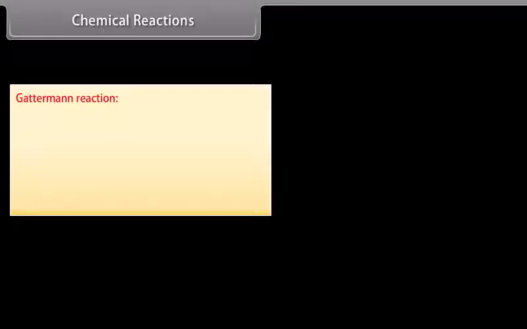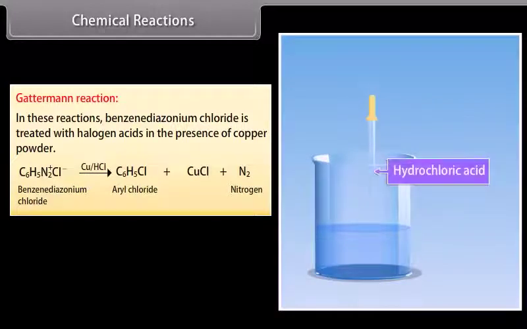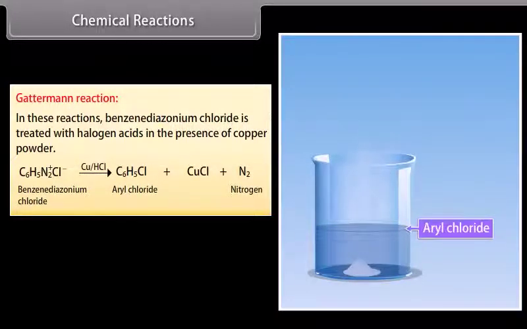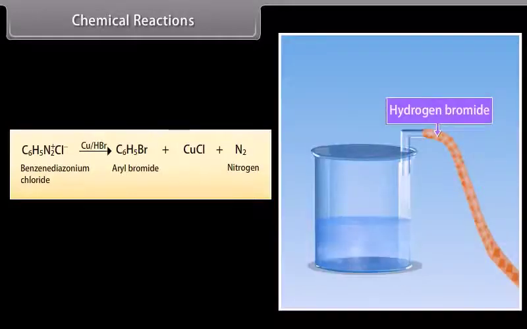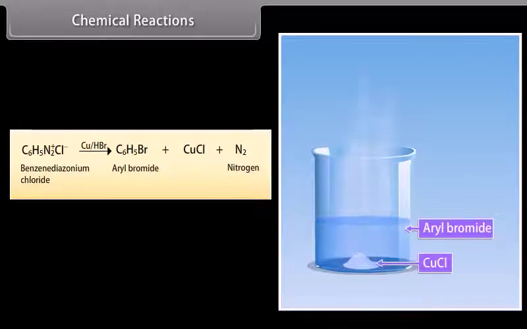Gattermann reaction. In these reactions, benzene diazonium chloride is treated with halogen acids in the presence of copper powder. Benzene diazonium chloride reacts with hydrochloric acid and copper powder, yielding aryl chloride, cuprous chloride and liberating nitrogen gas. With hydrogen bromide and copper powder, it yields aryl bromide, cuprous chloride and liberates nitrogen gas.